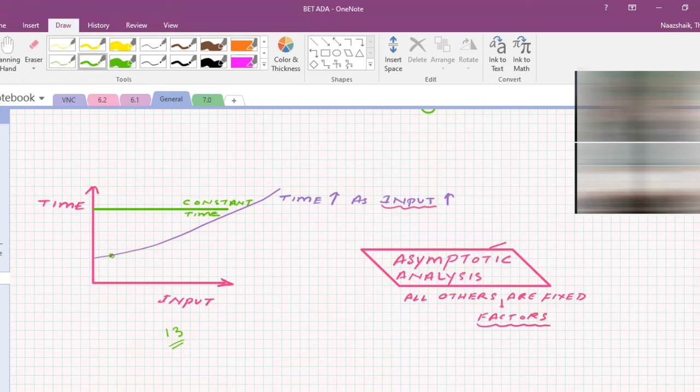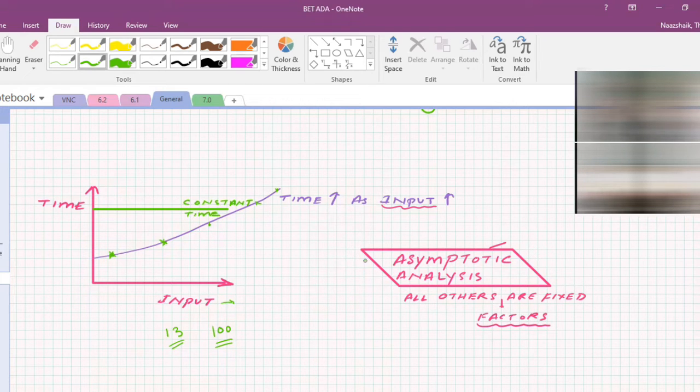Probably I will take some X time. But if I apply the same methodology and search among 100 students, I'm going to take more time. So similarly, as the input increases, my time of computation is going to increase. This is what exactly we are going to analyze.